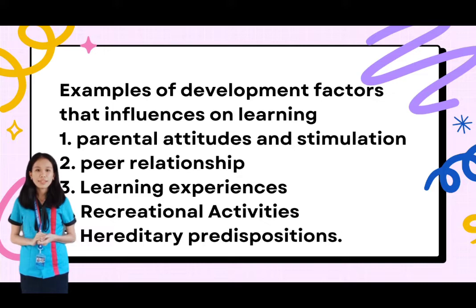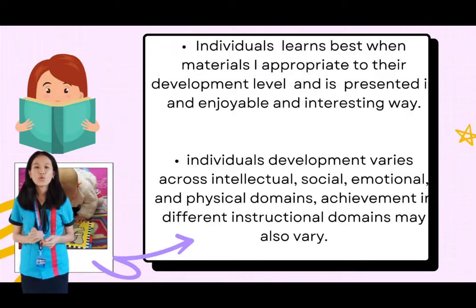First is the parental attitudes and stimulation. Second is the peer relationship. Third is the learning experiences. Fourth is the recreational activities. And lastly, the hereditary predispositions. So, at this point, we are going to expand the concept of developmental influences on learning.